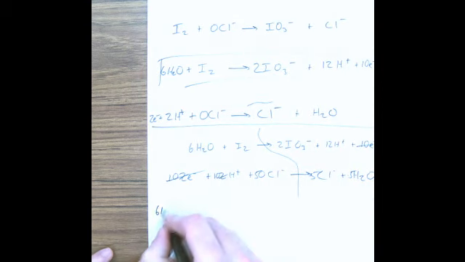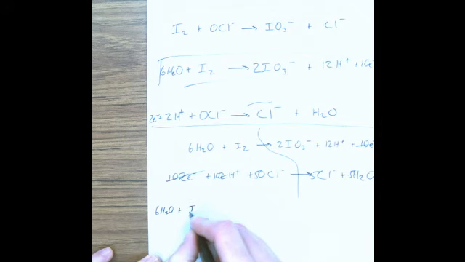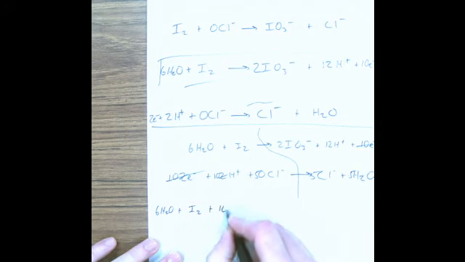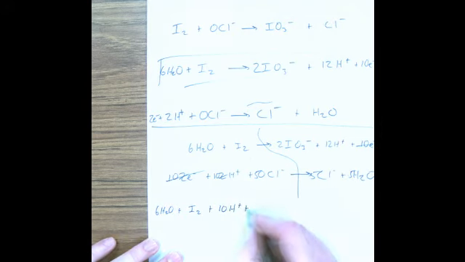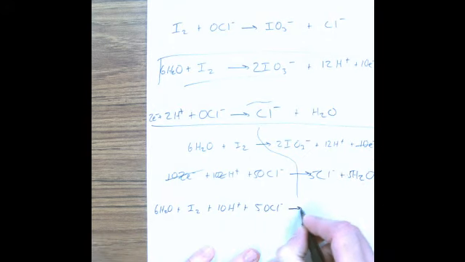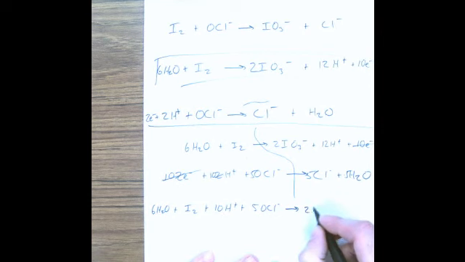So 6H2O plus I2 plus 10H+ plus 5OCl- produces a lot of stuff. So I'm going to write it as close as I can to what it should be. 2IO3- plus 12H+, I'm just going to keep writing a little bit lower, plus 5Cl- plus 5H2O.